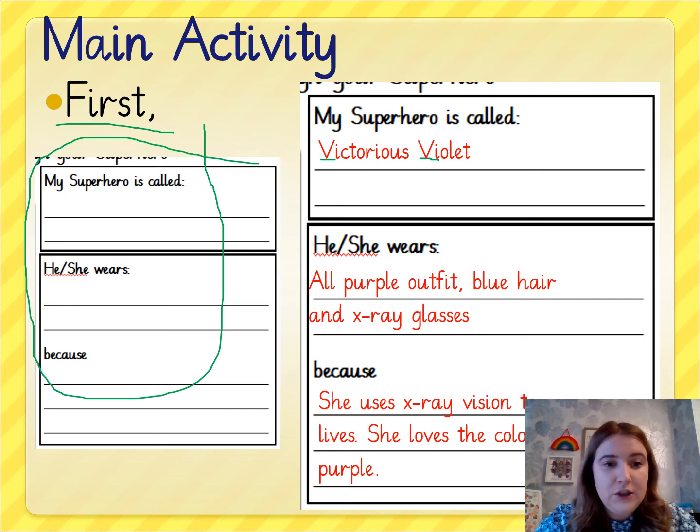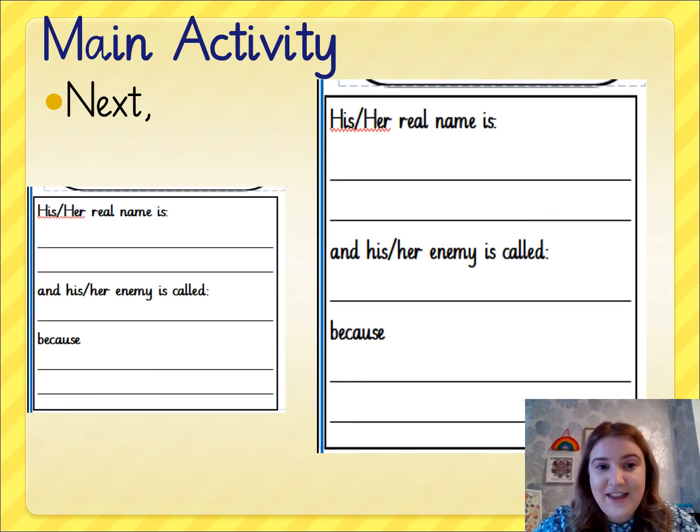So this would be something that you could write in your first part of your worksheet. Don't do it now because I want to model the whole worksheet to you and then you can get on with yours. Here's the next bit.